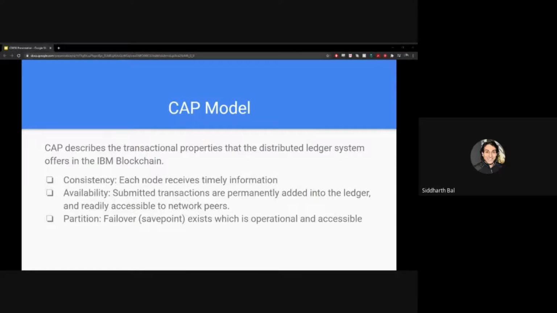The first is consistency. Each node receives timely information. 2, availability. Submitted transactions are permanently added into the ledger and readily accessible to network peers. 3, there exists a partition point. So there's a failover or save point that exists, which is operational and accessible. So let us say there's a network failure and the users are operating on the blockchain. Well, they can revert back to an earlier point in history in which the blockchain was readily accessible and usable. The theorem broadly holds that at the very least 2 of the conditions must hold, though practically all 3 elements have to be present, and this is especially true for IBM blockchain.